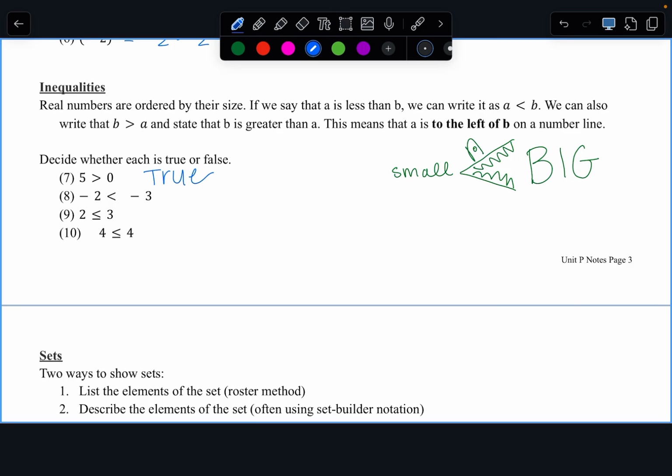With the negatives, think about negatives like owing money. Would you rather owe $2 or owe $3? You'd rather owe 2. Negative 2 is actually bigger. Is that what that inequality says? No. This is saying that owing $3 is better than owing $2. Now, if my account showed me negative 3, that's not good.